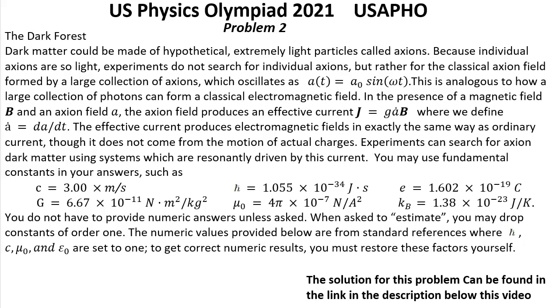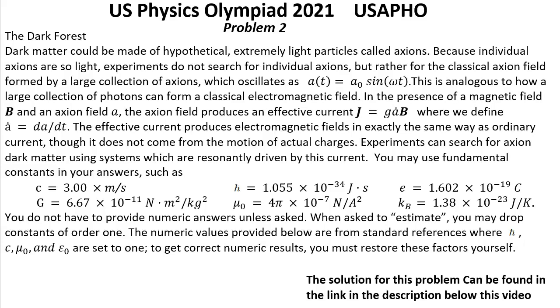In the presence of a magnetic field B and an axion field A, the axion field produces an effective current J equal to g A dot B, where we define A dot as the first derivative of A by time. The effective current produces electromagnetic fields in exactly the same way as ordinary current, though it does not come from the motion of actual charges. Experiments can search for axion dark matter using systems which are resonantly driven by this current.